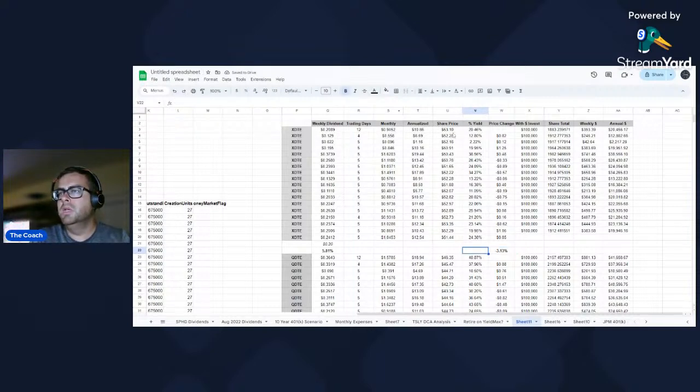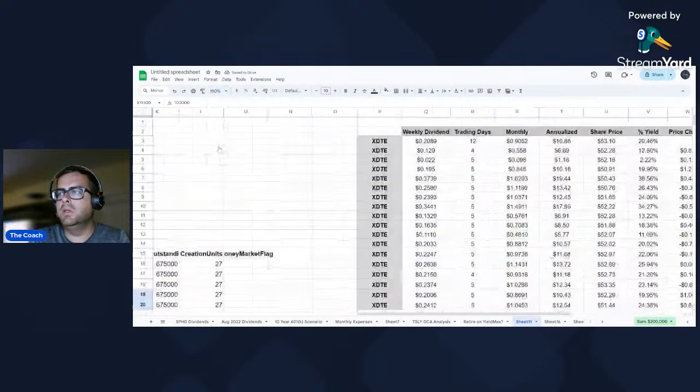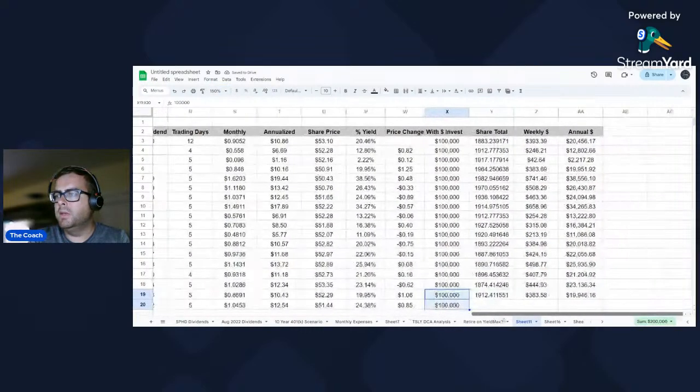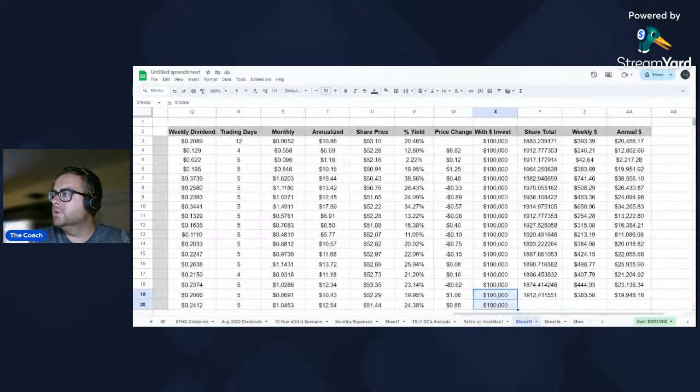So what this means, since the inception of the fund, we started at $53.10. We're at 51.44, so we've lost almost $2 a share. Let me make this nice and big so the old folks at home can see. That's just the joke I make every week. I don't really mean that, of course.